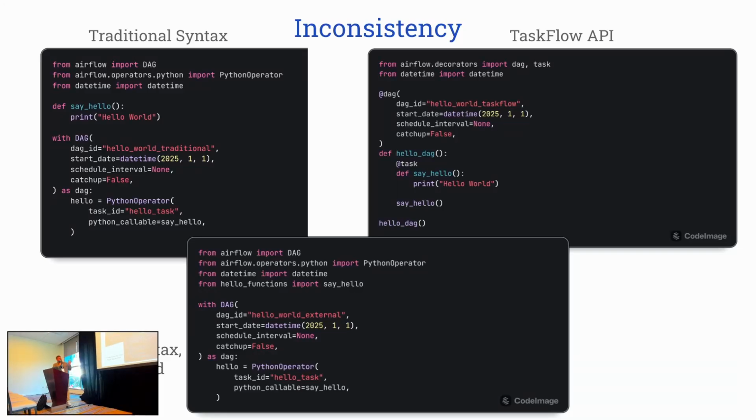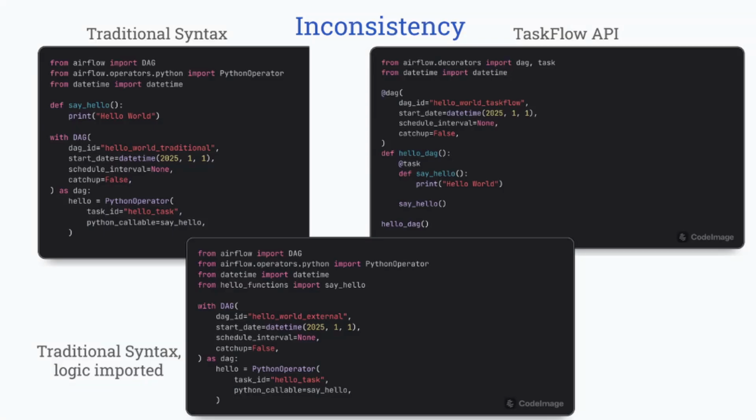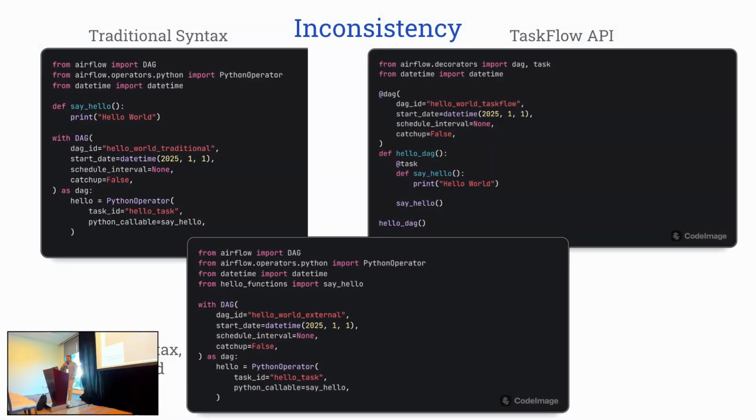We have a very simple DAG, one task saying hello world to the log. But it's written in 3 different ways. We have the traditional syntax, we have the TaskFlow API that people find attractive, and we can also have hybrids. We have traditional syntax, but this time we don't want functions to be inside the DAG file, so we import them. All 3 variations are valid, but they are very different from each other and can become harder to predict when you take a look at new DAGs.